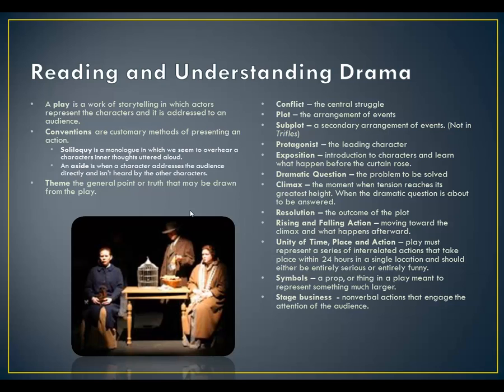Symbols can be a prop or a thing in a play meant to represent something much larger. For example, a bird cage in Trifles. Paying attention to these is very important. If someone has a prop on the stage in a play, it's really meaningful. Stage business are just the nonverbal actions that engage the attention of the audience, and those are usually communicated through the stage notes, the notes in a play.